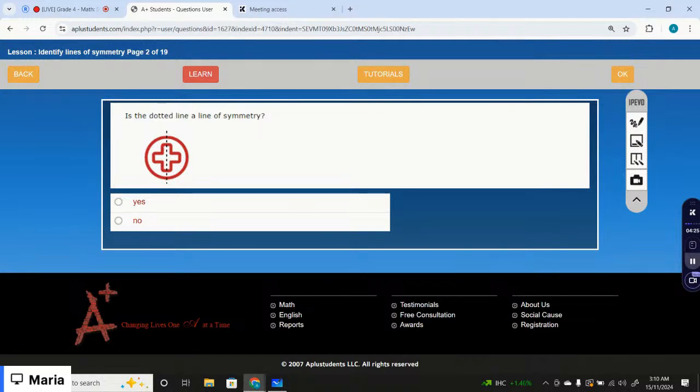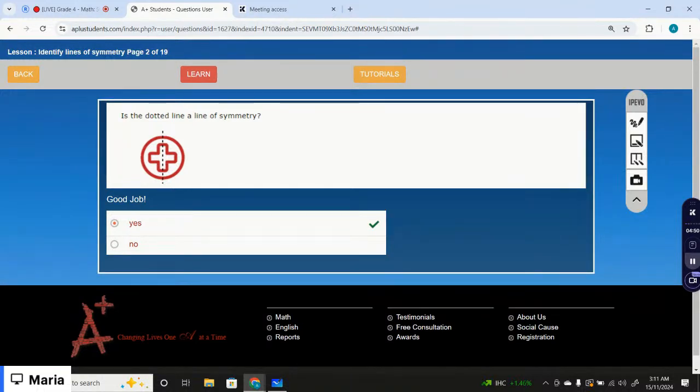Is the dotted line a line of symmetry? Yes, it is. If you fold the image, the two sides will match up. So that means that is a line of symmetry. The correct option is option number 1.